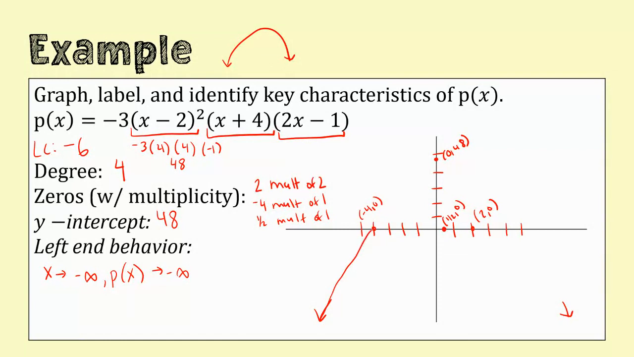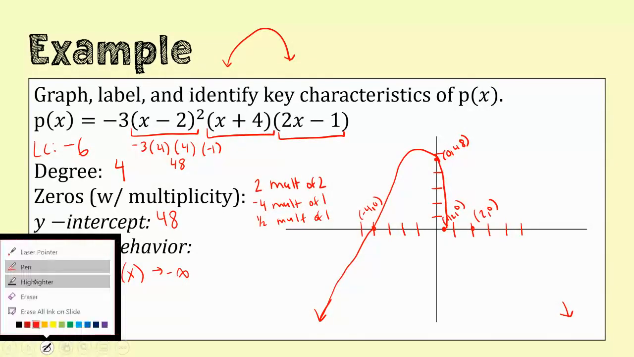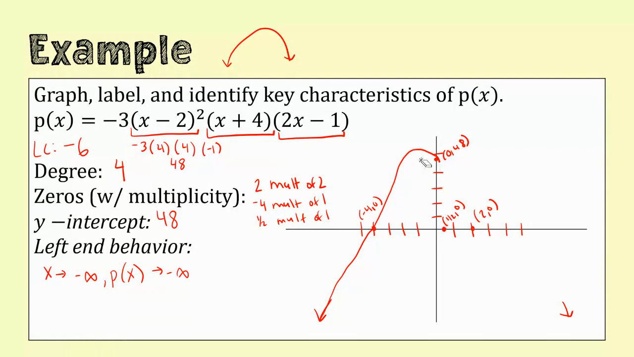When I get to -4, it's going to go through because the multiplicity is odd. And it's going to turn around at some point as best I can. Oh, goodness, that doesn't look like a function. I have to fix that. So sorry. Can I make that slightly better?